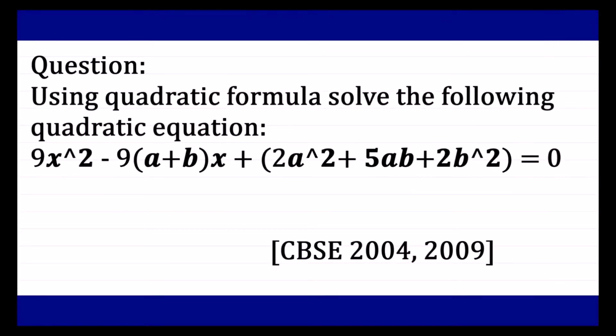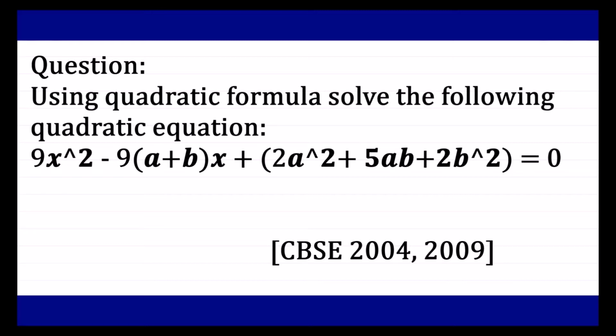The given question is, using quadratic formula solve the following quadratic equation. And the given equation is 9x^2 minus 9(a+b)x plus 2a^2 plus 5ab plus 2b^2 is equal to 0. So guys, we are going to solve this quadratic equation using quadratic formula. And this particular equation is also one of the important questions, because this came twice in the CBSE board examination, first in 2004 and then in 2009. So let us see how quickly and how easily we are able to solve this type of questions.